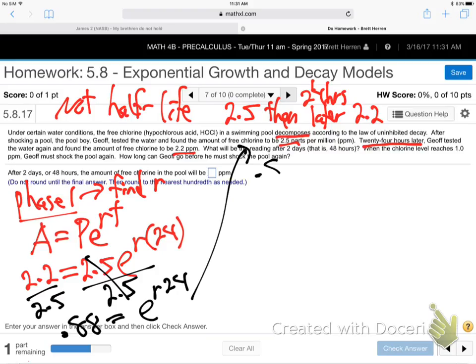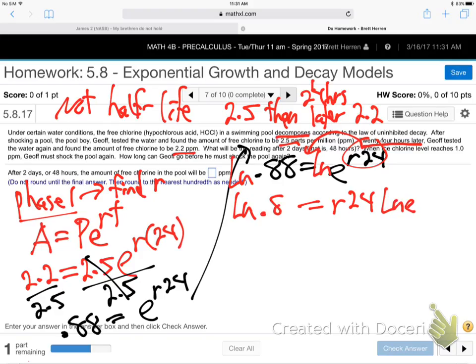So where are we at? We're at 0.88 is e to the r times 24. You know the drill. Got to get the r out of the power. So natural log both sides, and the power is dethroned. R times 24 equals ln 0.88, because ln e is 1. And then the last step to solve for r is divide by that 24. Boom. There we go. So we got our hands on r. I'm going to leave it just like that. I don't want a decimal, remember, because I don't want to round. That's just the end of phase 1.